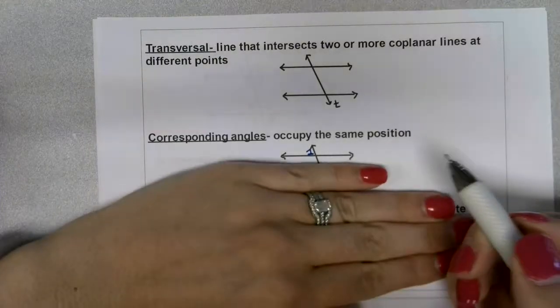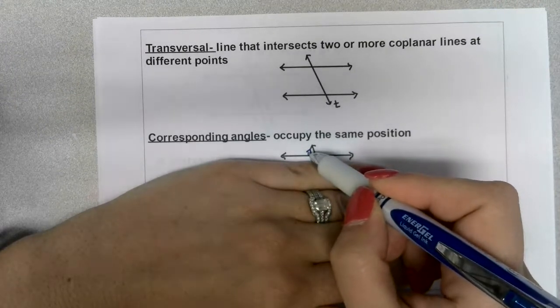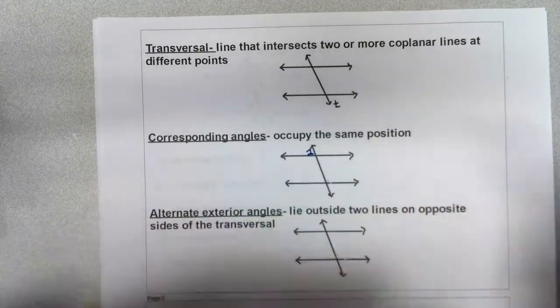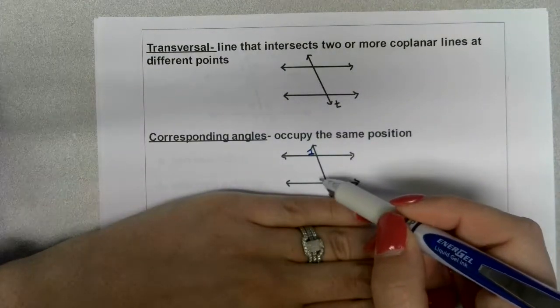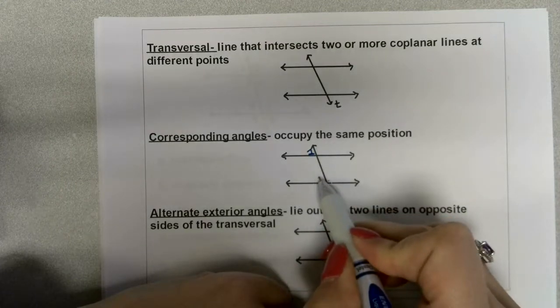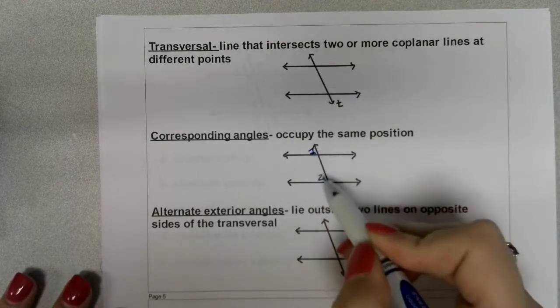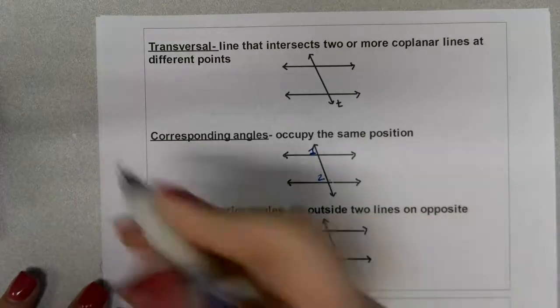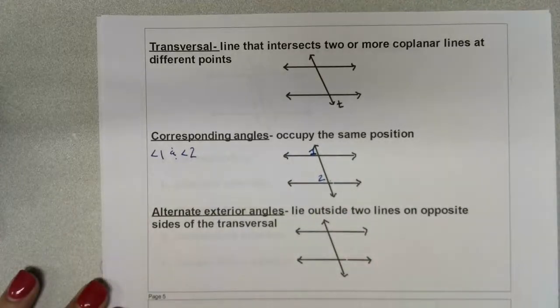So if I looked at just this line, this would be above the line to the left of the transversal. So I'm going to do the same down here. I'm going to look above the line and to the left of the transversal, okay? And so these angles, 1 and 2, those would be corresponding angles because they're in the same position. Okay, so we'll say angle 1 and angle 2.